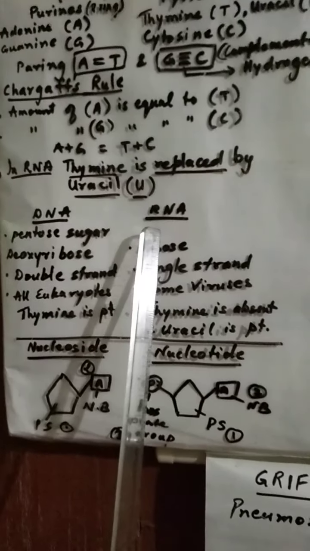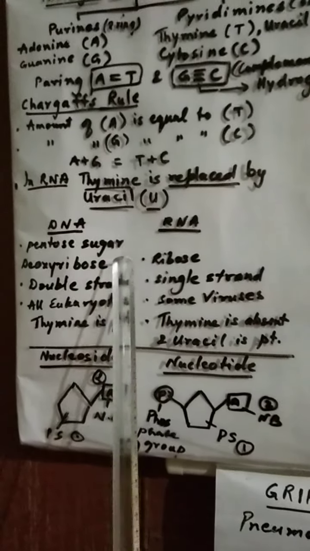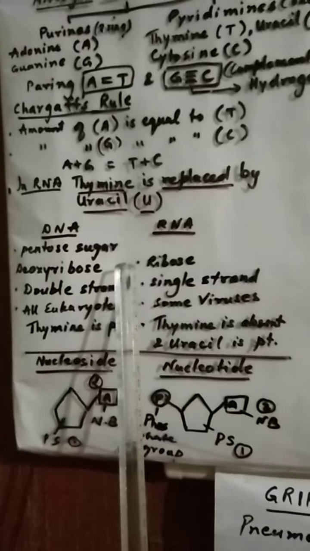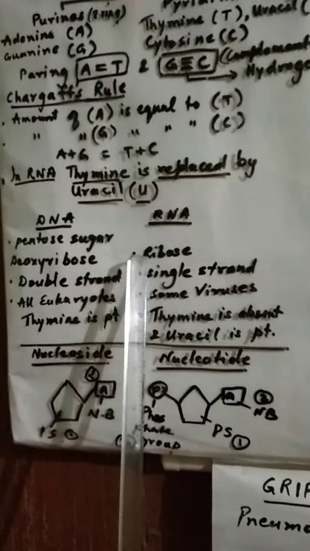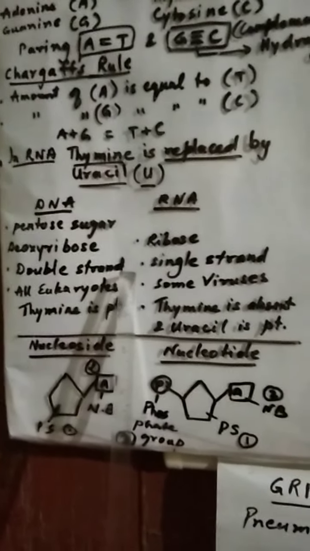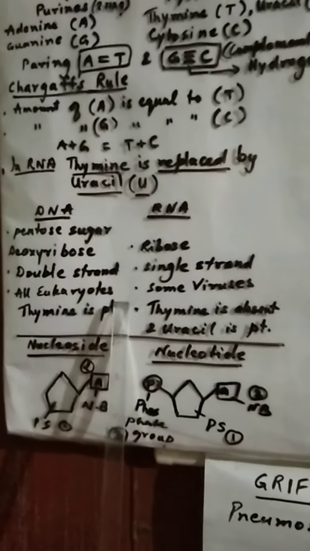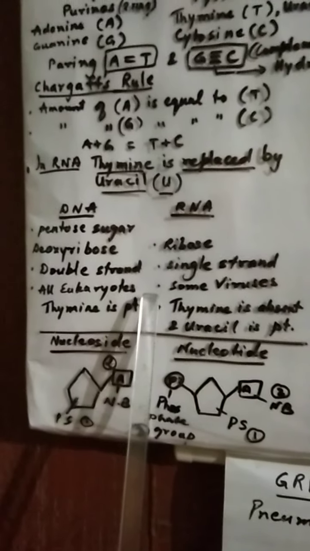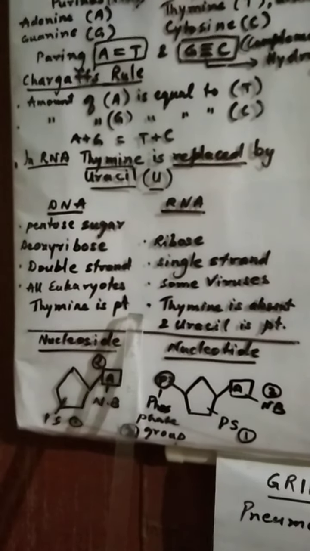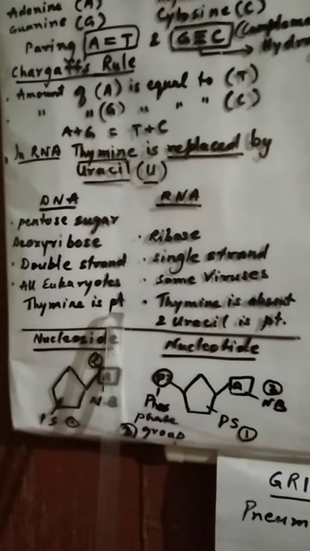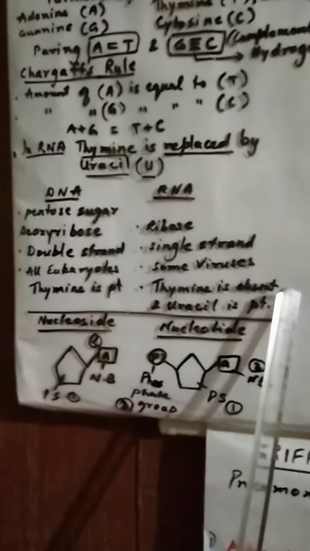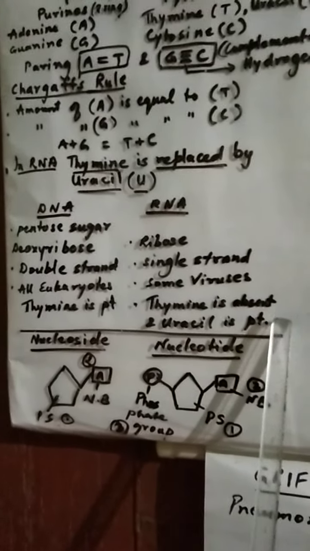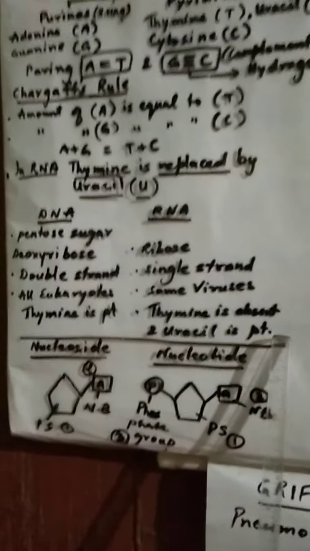Let us just revise the difference between DNA and RNA. The pentose sugar in DNA is deoxyribose, in RNA it is ribose. DNA is double-stranded and RNA is single-stranded. DNA is present in all the eukaryotes and RNA is present in some viruses. Thymine is present in DNA and absent in RNA, where it is replaced by uracil.